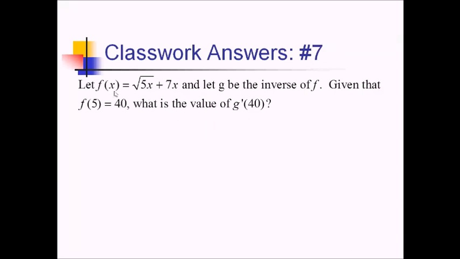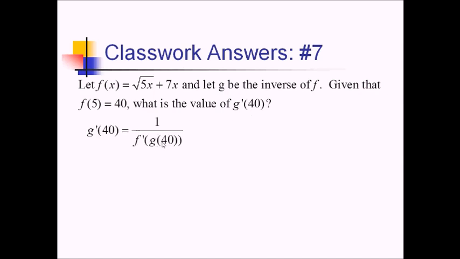On this problem, we're given f of x equals radical 5x plus 7x. G is the inverse of f, and f of 5 is 40. Given all this info, we want g prime of 40. Since g is the inverse, we need the inverse derivative formula to calculate this. So g prime of 40 is going to be 1 over f prime of g of 40.